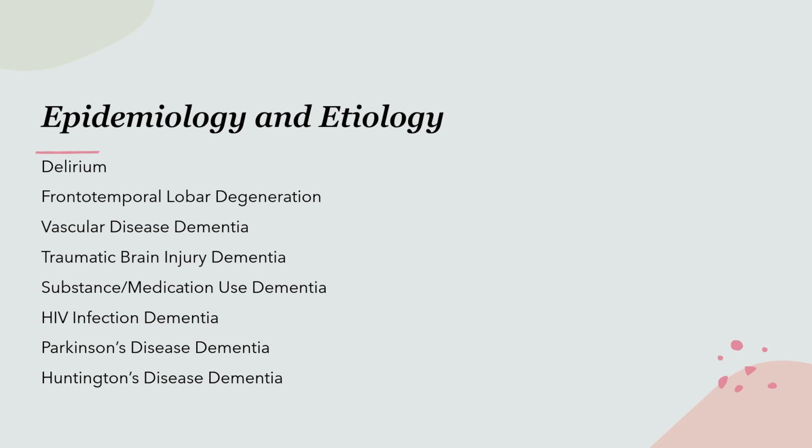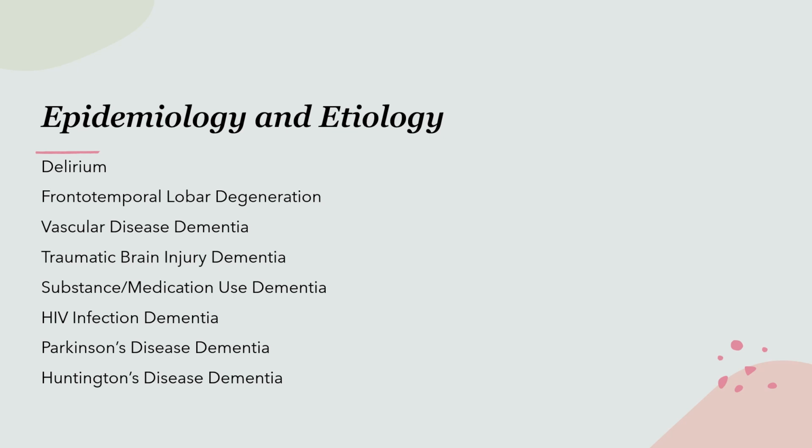We have substance and medication use dementia. So frequently used substances known to cause dementia later on down the road: alcohol, inhalants, sedatives, hypnotics, anxiolytics, amphetamines, and cocaine. So a big thing that we see, we already talked about how delirium can be caused by drug overdose or drug withdrawal.